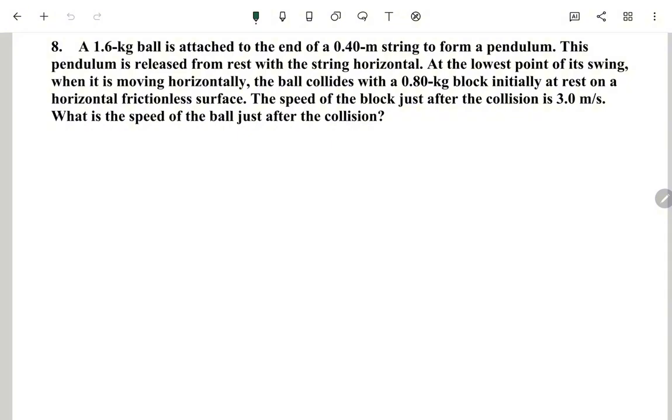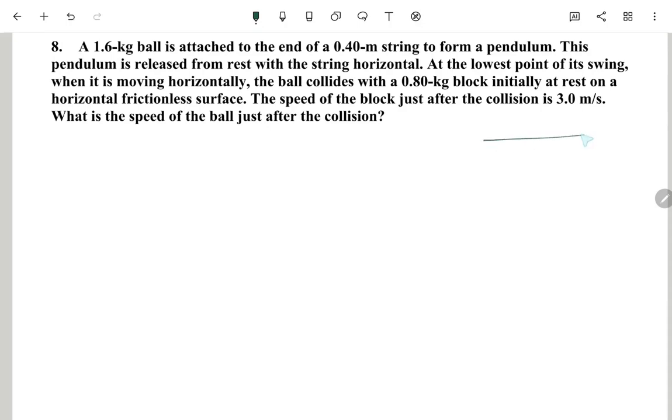A 1.6 kilogram ball is attached to the end of a 0.4 meter string to form a pendulum. This pendulum is released from rest with the string horizontal. At the lowest point of its swing, when it's moving horizontally, the ball collides with a 0.8 kilogram block initially at rest on a horizontal frictionless surface. The speed of the block just after the collision is equal to 3 meters per second. What is the speed of the ball just after the collision?